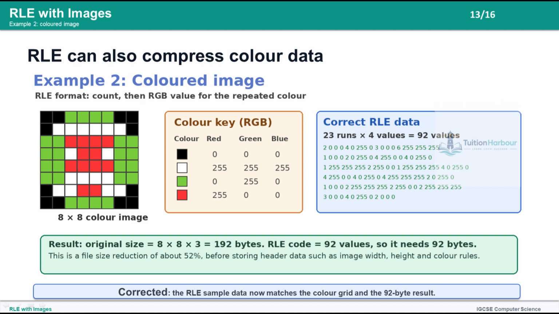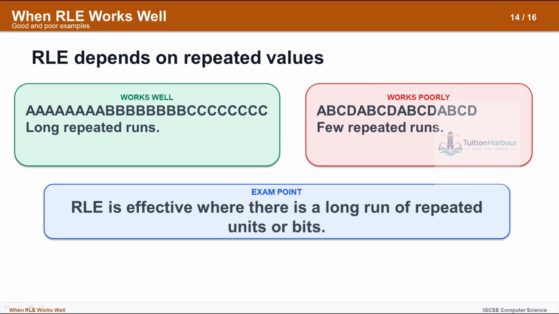RLE can also compress colored images. Each color may be stored using RGB values for red, green, and blue. If colors repeat in the grid, RLE can store repeated color runs. In the example, the original image needs 192 bytes, while the compressed version needs 92 bytes.